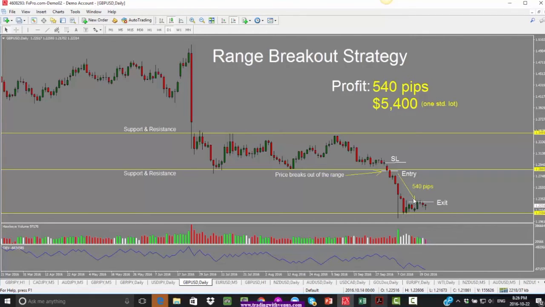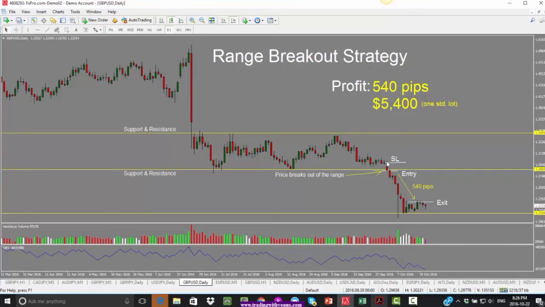So from entry to exit here, we had 540 pips, which would be $5,400 if we are trading one standard lot. So just to reiterate, we establish our range. We need to see that the price is trading within a range, and once the price closes below the range and stays below the range, in this case, we don't need to wait for too many candlesticks to close below the range, because this is a daily chart. So once we see a close below the range, we can take the trade.